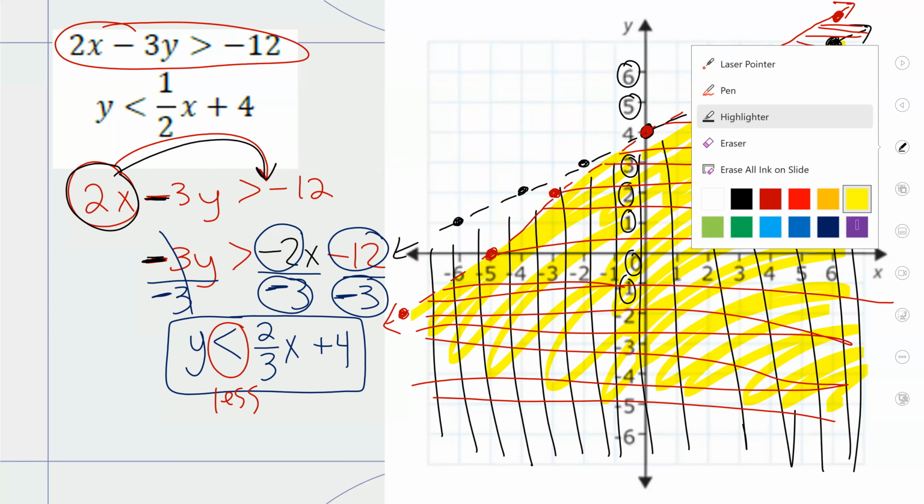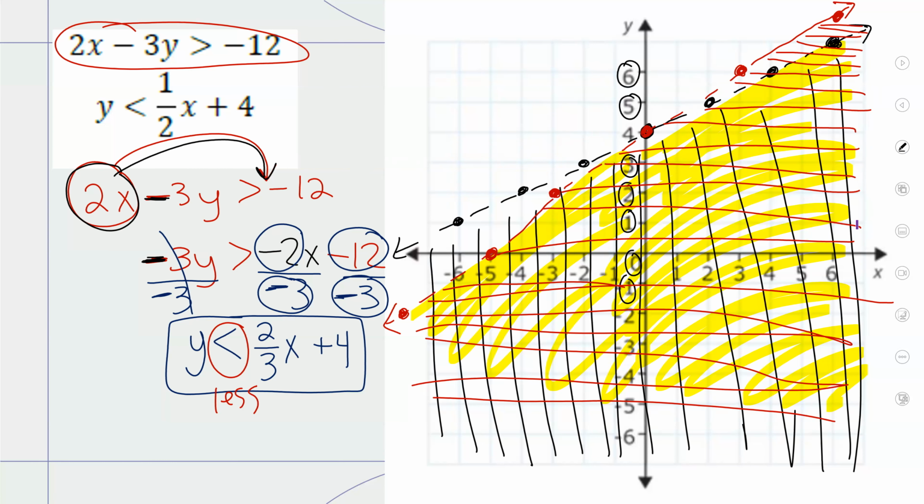I'm going to give you some examples of a solution. Let's see, is this point a solution? The answer is no, because it's on a dashed line. This point is a solution. This point is a solution. All of these points that I'm drawing right now are solutions because they're in the double shaded area.